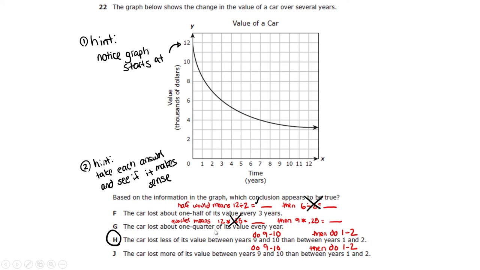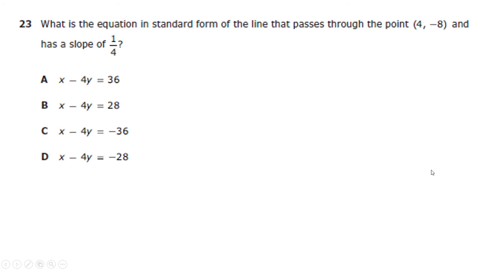For G, 1/4, well, 12 times 0.75 is 9. And this isn't hitting at 9. That's like 8.5. 9's right here. Now, 9 minus 10 would maybe be a fourth of a number. And that is definitely a lot less than 1 minus 2, which comes out to be maybe 1.5 of a number, maybe 1 1/4 of a number. Okay, so H is true. Okay, here comes 23.